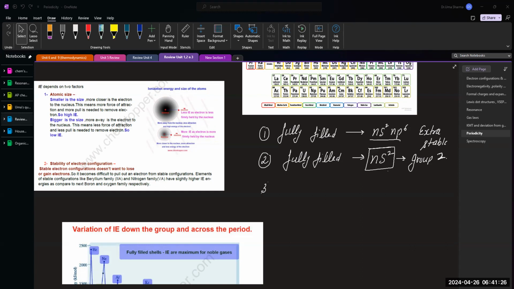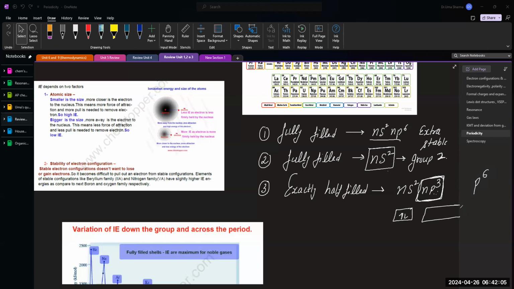And exactly half filled. In exactly half filled, you are not going to consider s. Exactly half filled, we are going to consider only p and d. But d is not the part of our learning, so leave it. So this one is exactly half filled. ns2 np3. Which family is this? Can you tell me the name of the family? Which family is this? np3. You know, p can have maximum 6 electrons, but it is 3. If you look at the box representation, it's like this. In my notes, everything is there.